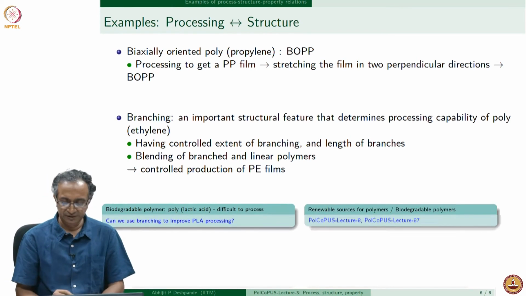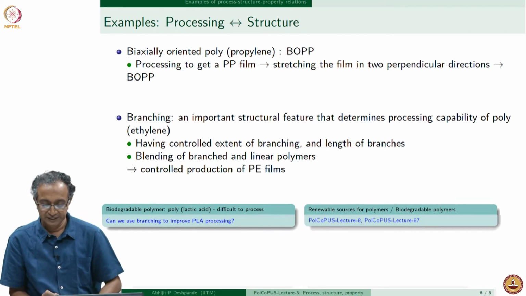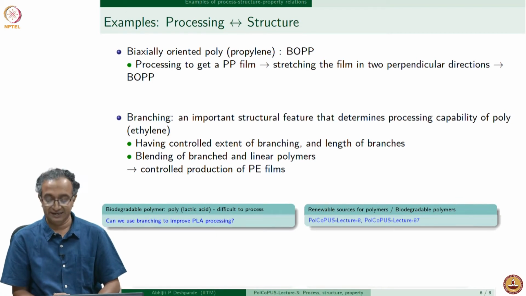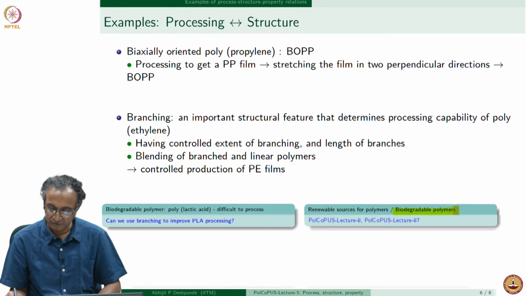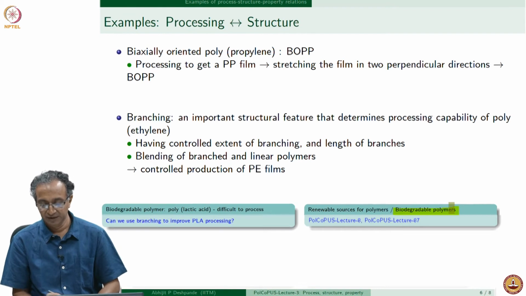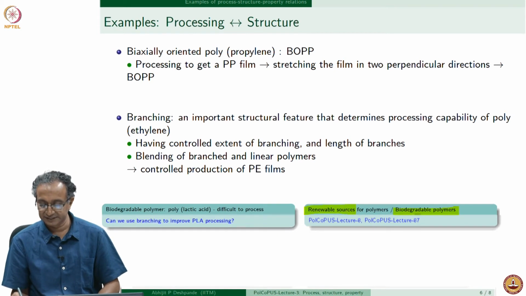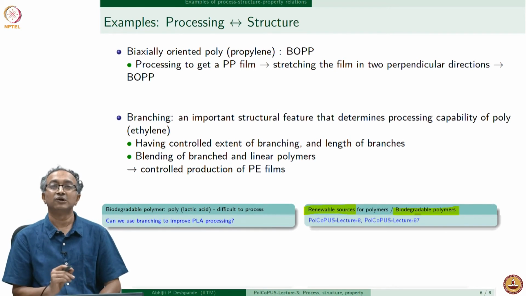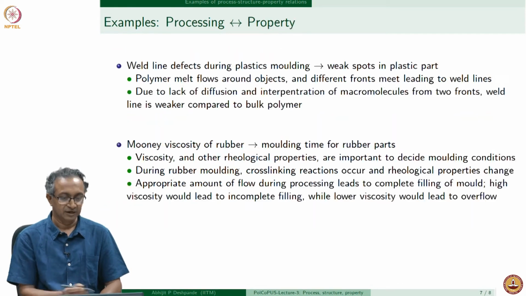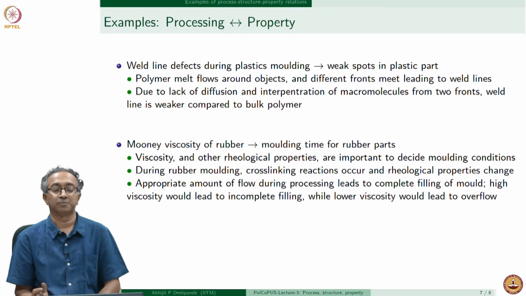And further on, another aspect that we will continue to learn throughout this course is, when we are saying polylactic acid, in which way is it biodegradable? What makes polylactic acid biodegradable and polyethylene not biodegradable? And also, why is polylactic acid important? Because we are using a renewable resource with it. So in the next set of lectures during the course, we will also learn about these aspects. Now let's continue and look at other examples of processing and property.